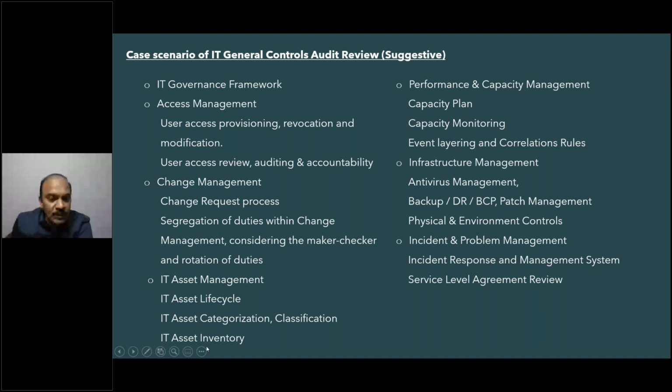IT asset management, as I said, purely. One question you can ask in a branch audit is whether the branch maintains any IT asset register. How many systems are there? How many printers are there? How many network devices are there? Whether they are allowed to bring their own devices. You can put this general question, and if they don't have an IT register, then what control do they have?